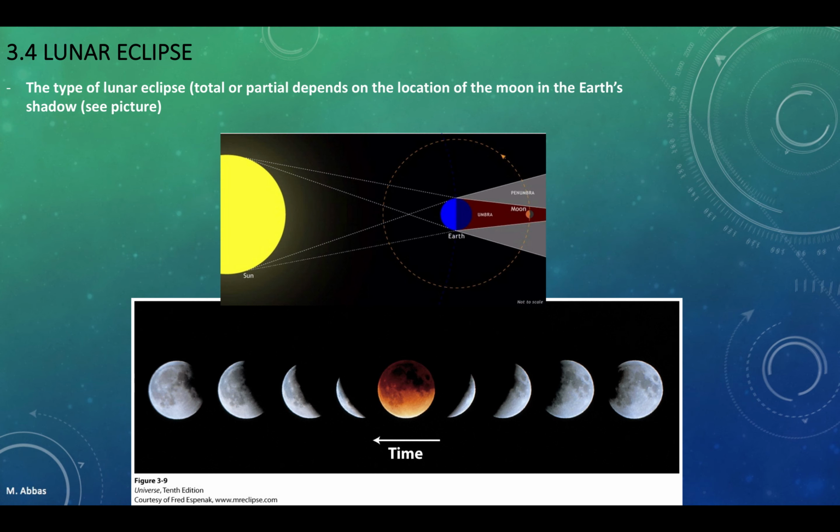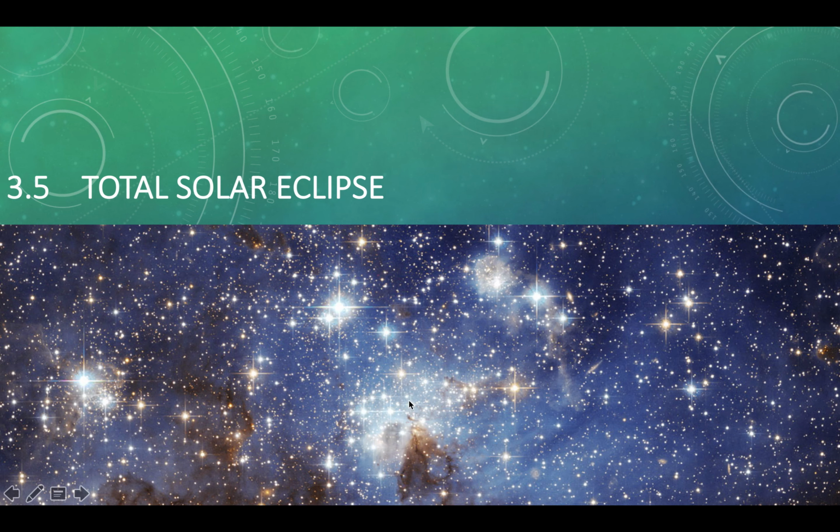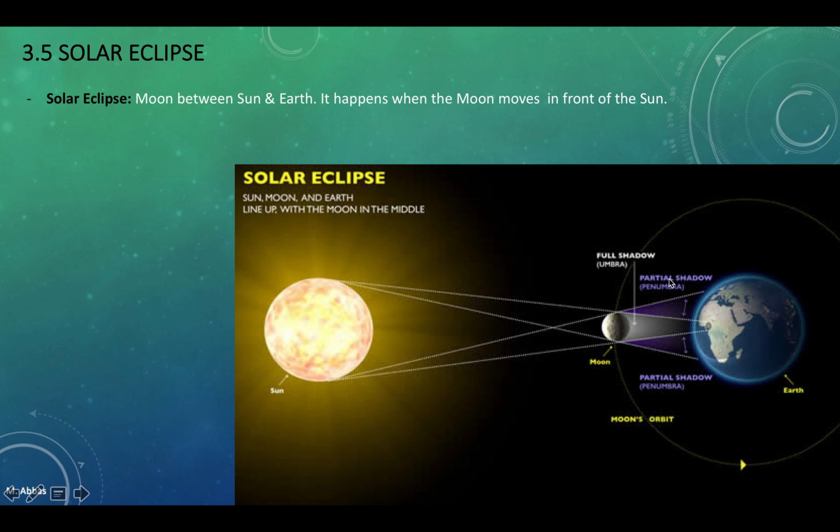Okay, this is how a lunar eclipse looks like. This is how it started. It started to being eclipsed here, more parts of it, and even more and more until you have a total lunar eclipse.